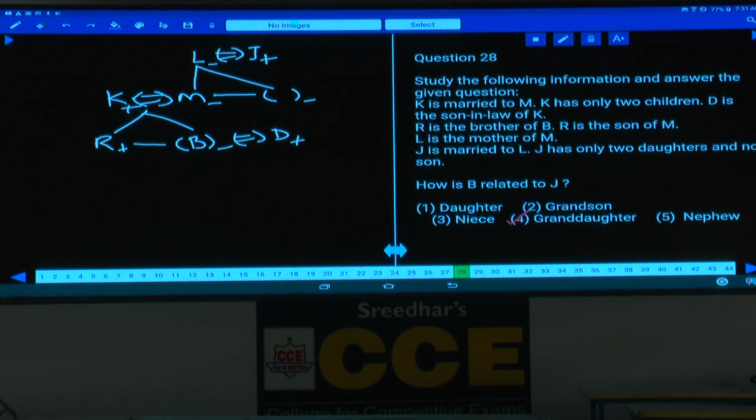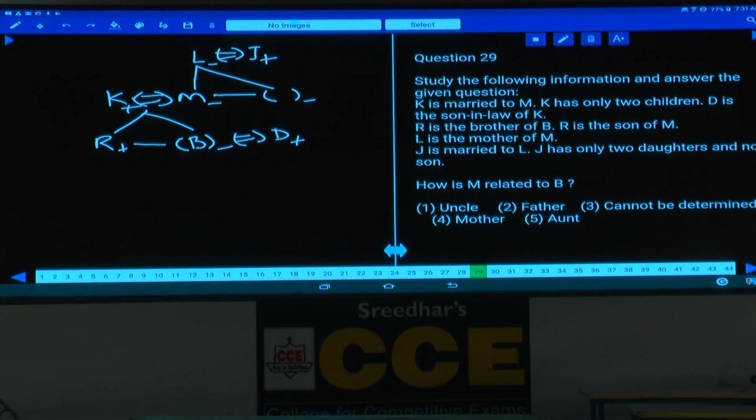Then question number 29. How is M related to B? M is the mother of B. Mother, that is given in choice 4. Now this is about question numbers 27 to 29. Next one, question number 30 onwards.